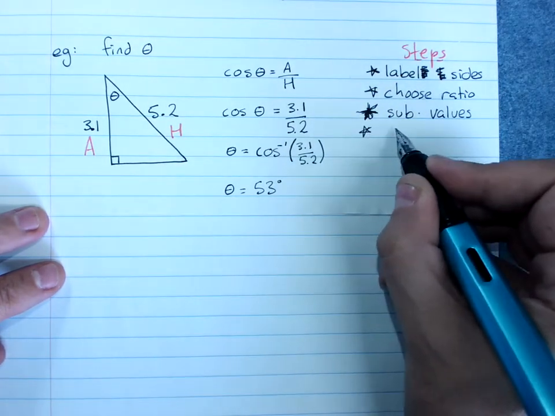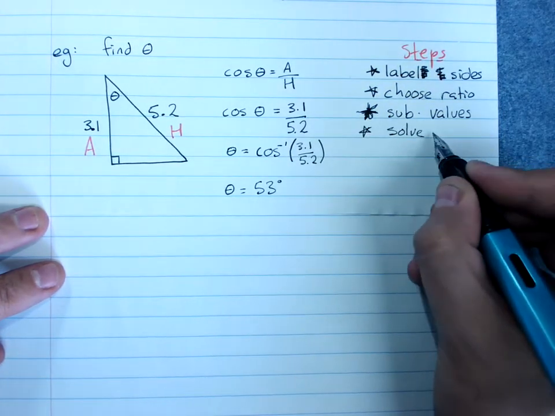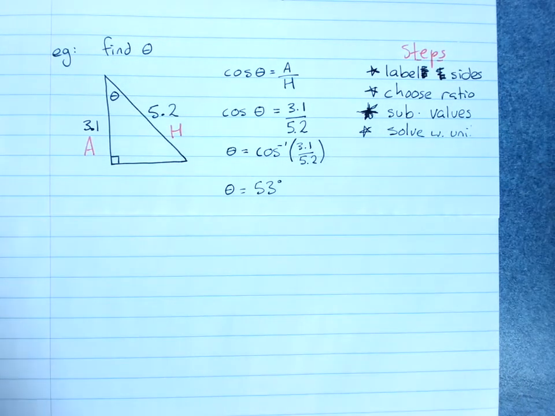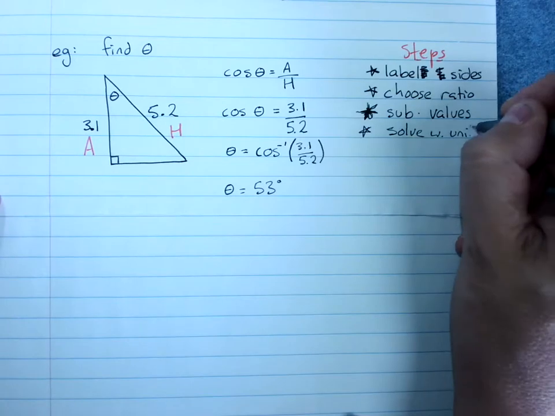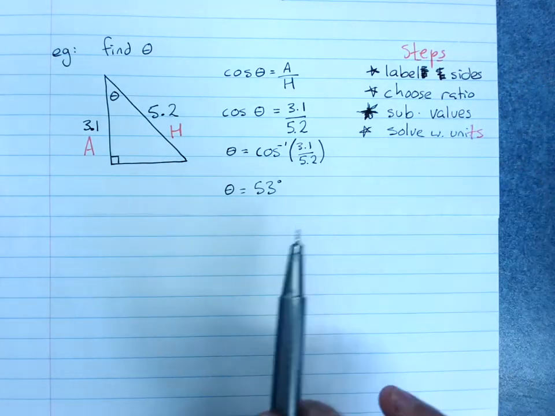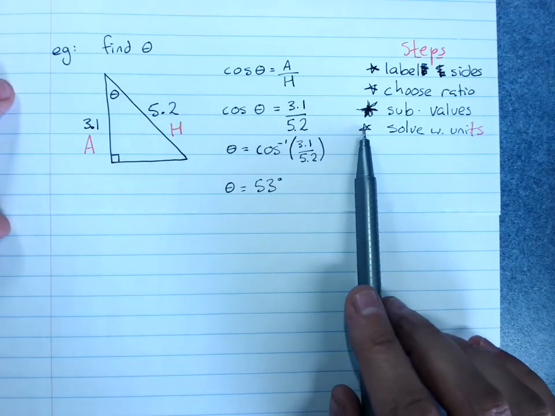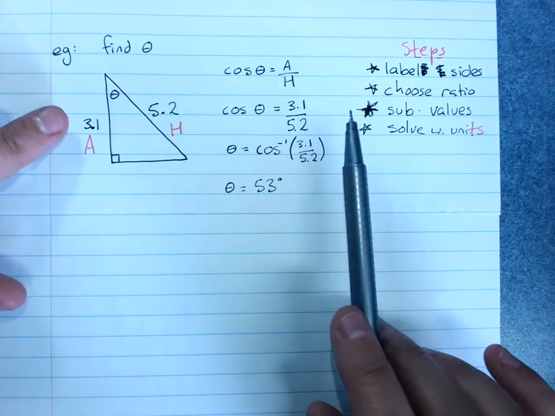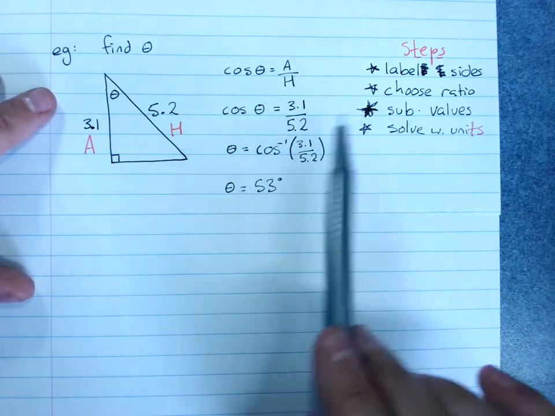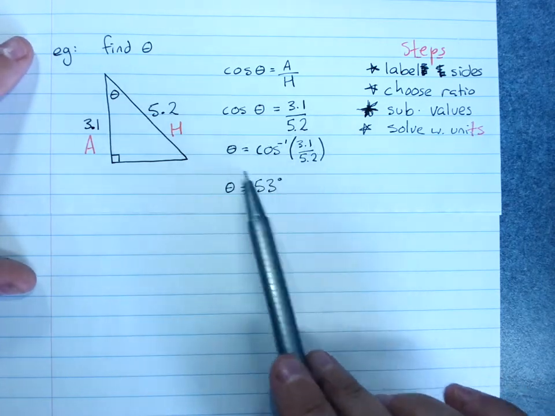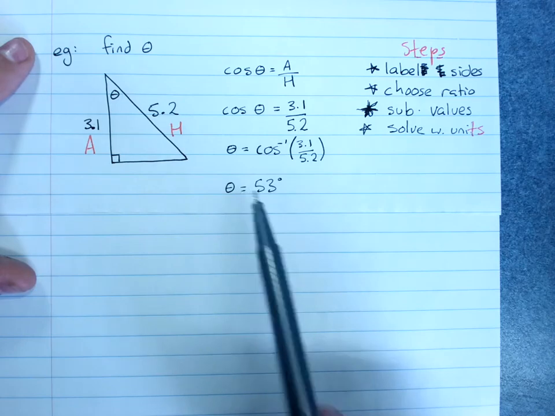And my fourth step is to solve with units. And I just ran out of ink, so that's amazing timing. So the steps are the same for finding an unknown side and finding an unknown angle. And the only thing you need to remember is what your strategy is when you come to solve to find the unknown.